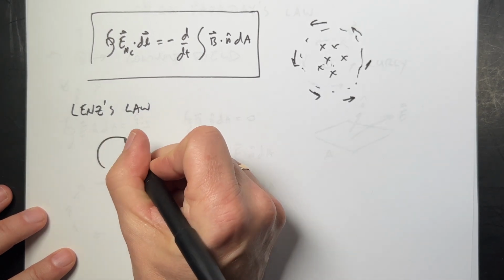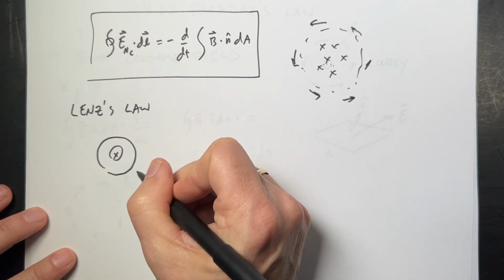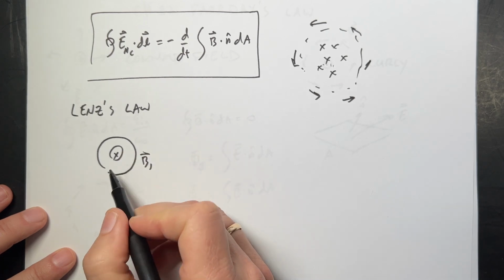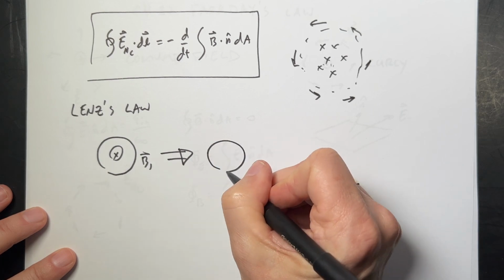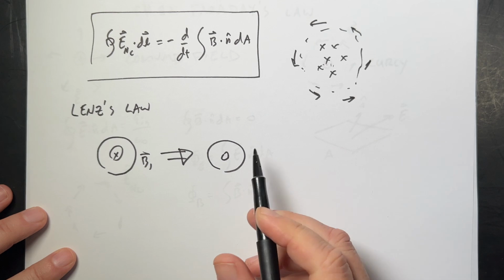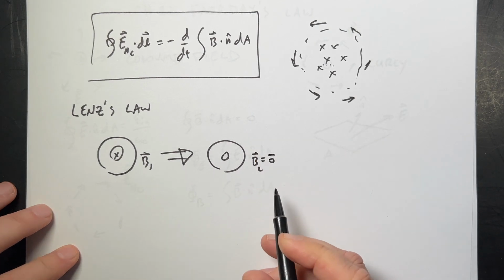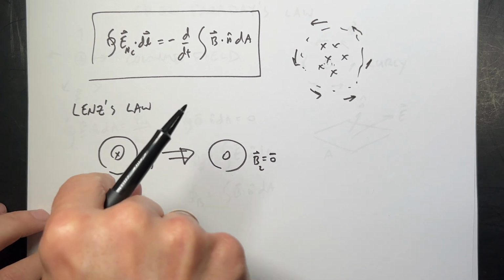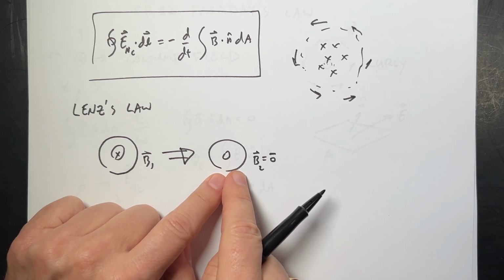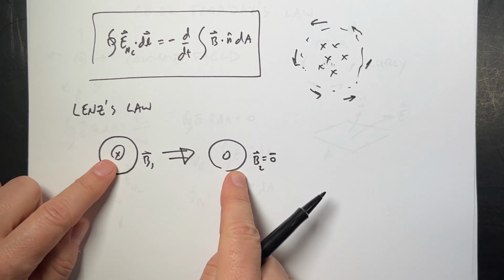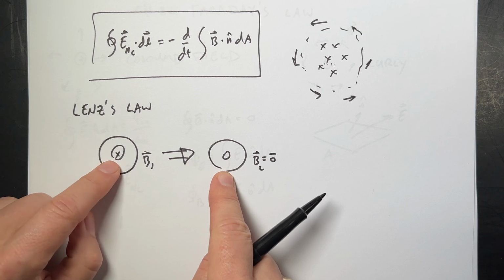Suppose I have a loop of wire, and I have a magnetic field going into there. So it's B1 into the paper. And then that goes to this situation where I have no magnetic field, B2 equals 0. So I had a magnetic flux going into the paper, and then I had none. This is going to induce a current, and the current wants to maintain the flux, right? So the current induced in here wants to keep the flux going in the same way because it's decreasing.